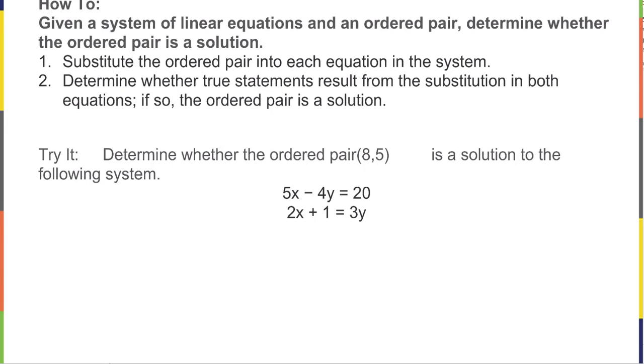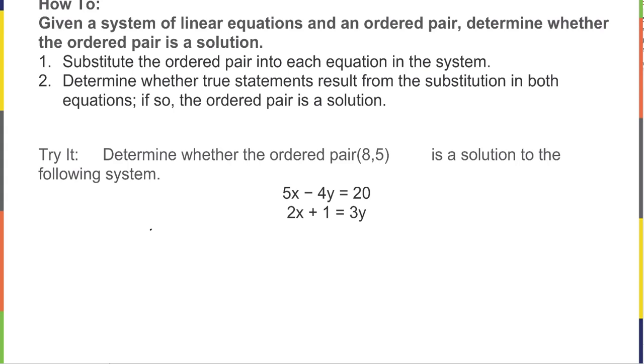So if we were given a system of linear equations and an ordered pair, and asked to determine whether the ordered pair is a solution, we would need to substitute the ordered pair into each equation in the system and then determine whether true statements result from the substitution in both equations. If so, the ordered pair is a solution. So what I'm going to do is I want to see if the ordered pair (8, 5) is a solution to this system here: 5x minus 4y equals 20 and 2x plus 1 equals 3y.